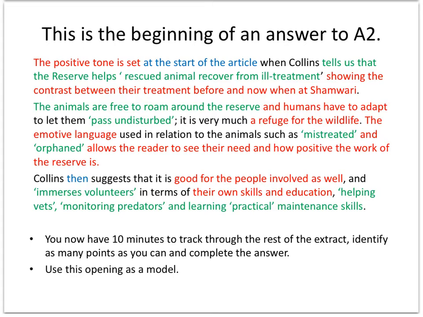So what you should do now is give yourself 10 minutes to track through the rest of the extract and identify as many points as you can to complete the answer. It isn't an exact science, but it would be a good idea perhaps to pick up on 8 to 10 different points within the extract. And what you should do is follow this model where you're making points, finding the evidence, and then going on to explain what the evidence tells you and relating it back to the question.